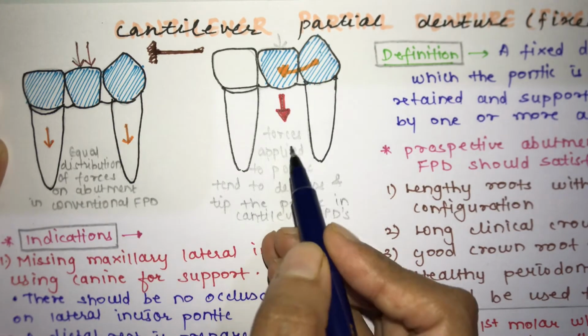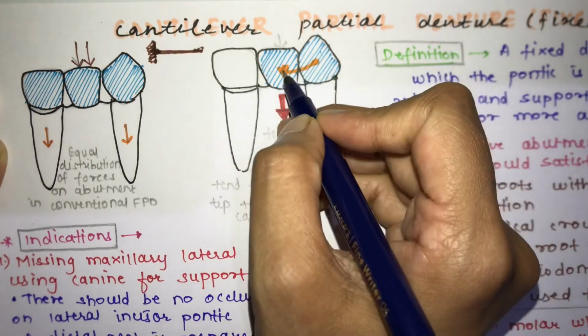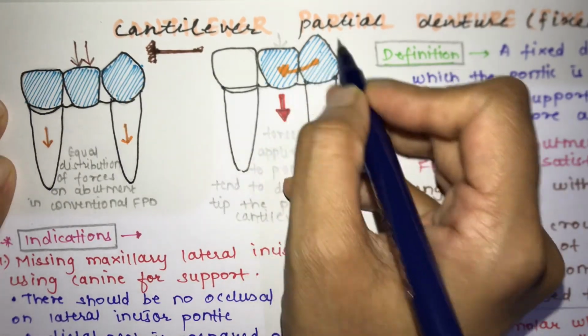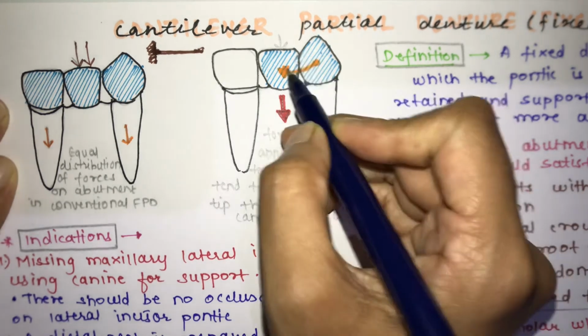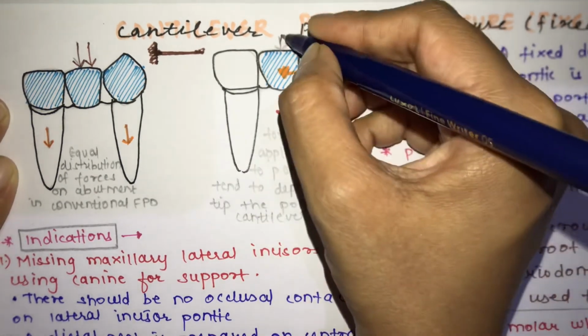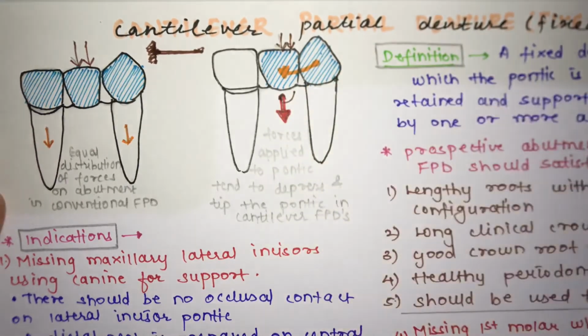Now this is the cantilever. Over here you can see these are your abutments on either side, but in a cantilever, the fixed prosthesis is supported only on one side. So what you will see in this cantilever is that when forces are applied to the pontic, it tends to depress and tip the pontic. Why? Because it is only supported on one side. So the pontic may tip or it may get depressed. This cantilever is a type of potentially destructive design with a lever arm which is created by the pontic. So this is the cantilever one.